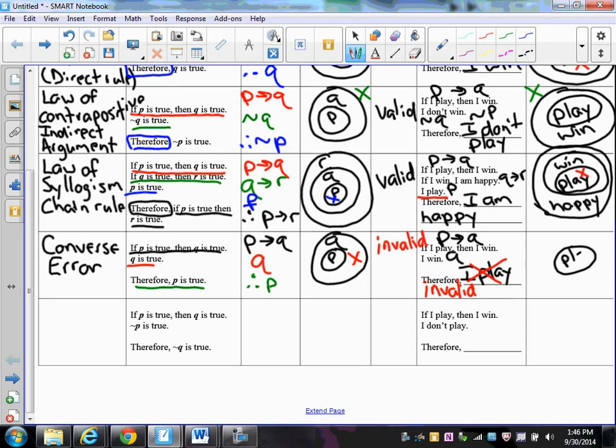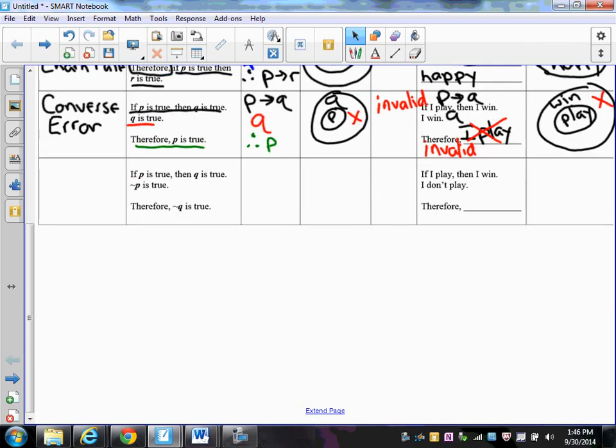So we would have play on the inside still, and on the outside we would have win. And as you can see, we might win something that we didn't play. That's kind of a hard situation to come up with, but if you think about different McDonald's ads, they say if you play the Monopoly game, for example, you don't need to play to win. So that would be an example of a converse error.